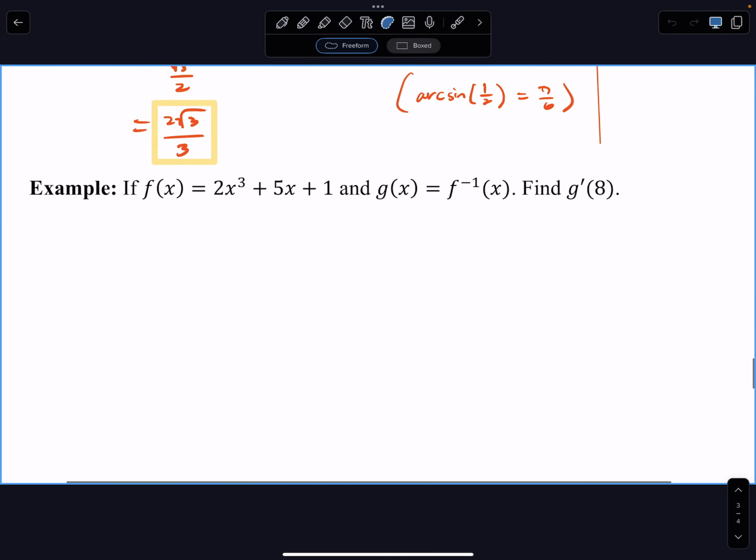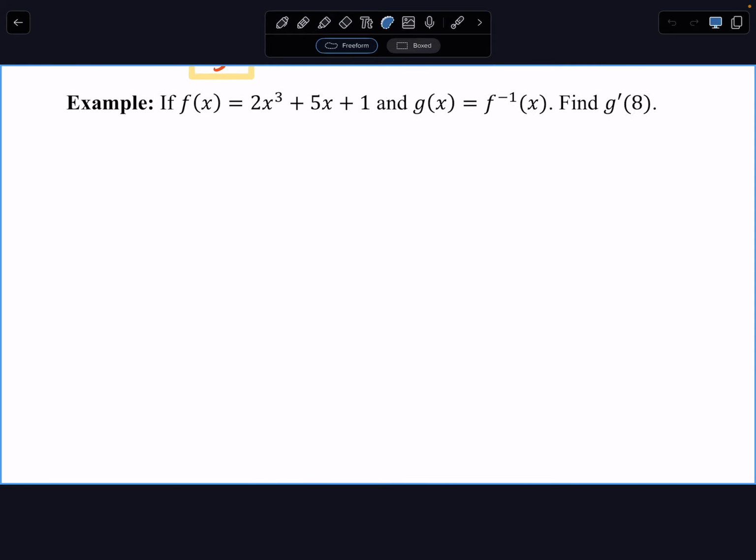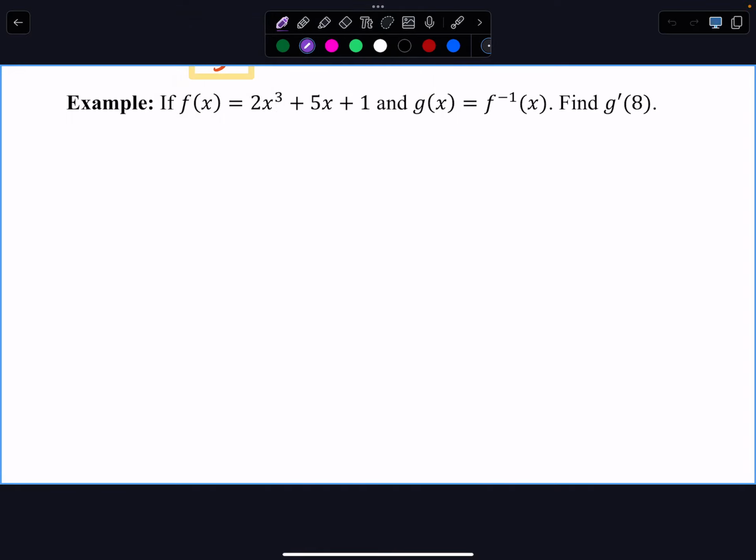All right, this one. Let's find g prime of 8. Did that answer your question, Bridget? Yes. Okay, g prime of 8. So let's set this up. g prime of 8 would be 1 over f prime of g of 8.